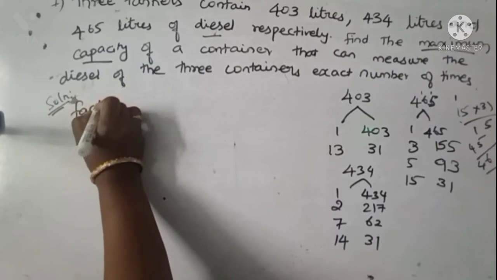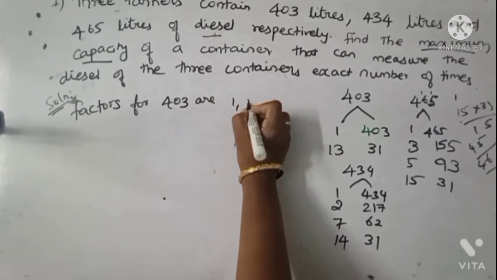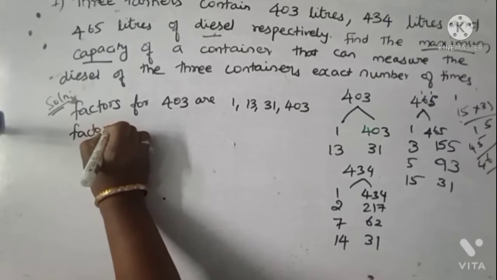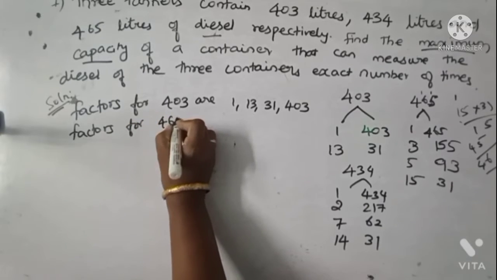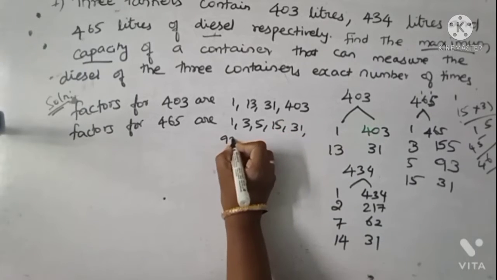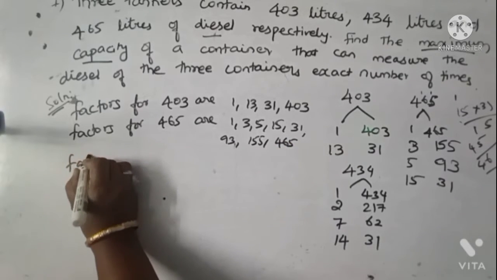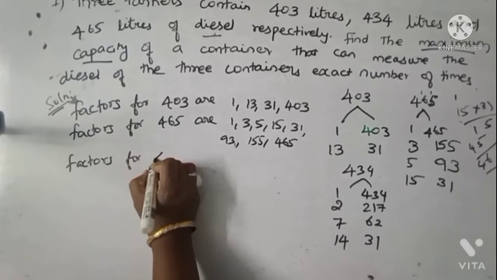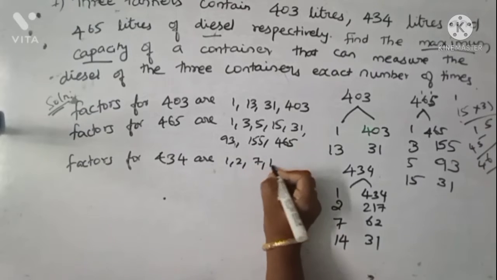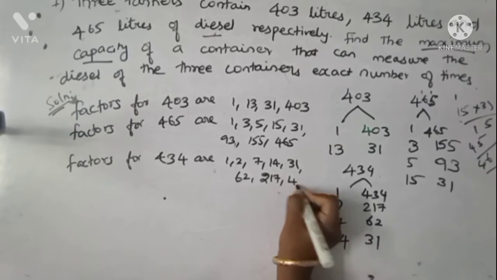So factors for 403 are 1, 13, 31, 403. Next, factors for 465 are 1, 3, 5, 15, 31, 93, 155, 465. Next, factors for 434 are 1, 2, 7, 14, 31, 62, 217, 434.